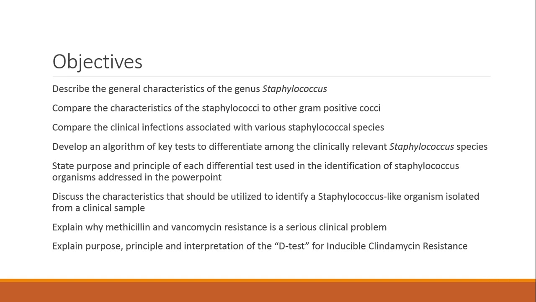State the purpose and the principle for each test that we use to identify Staph. We're not going to talk about as many as we did with gram-negative bacilli. There's a few, but make sure you know how they work and what we use them for. Discuss the characteristics that should be utilized to identify Staphylococcus-like organisms from a clinical sample. So what do we use when we have an organism like this? How do we get to these algorithms? What characteristics do they have?